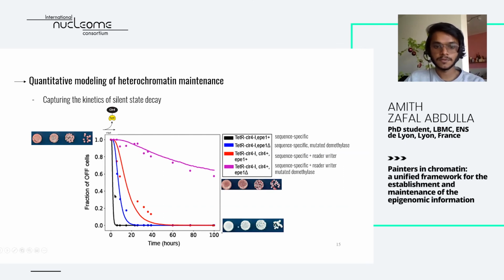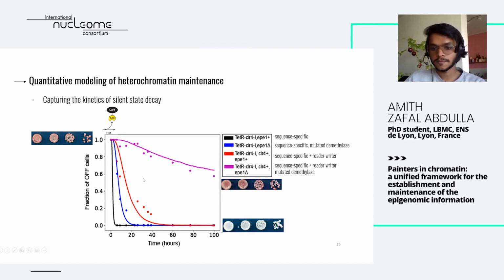Just to recap, if you compare blue and red, the only difference is that we have the reader-writer process. So when we have the reader-writer process, the decay is much slower. And if you compare blue and magenta, still the difference is the reader-writer process. So in the case of magenta, we are able to maintain the states for much longer, with demethylase mutated. So in summary, we can capture the kinetics of this decay in all 4 cases very well with our model.